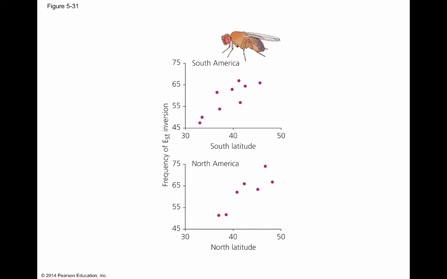And it's likely not the inversion itself that's being selected, but alleles of genes being carried to high frequency within these inversion groups. And the inversions help to keep flies from different latitudes mating with one another.